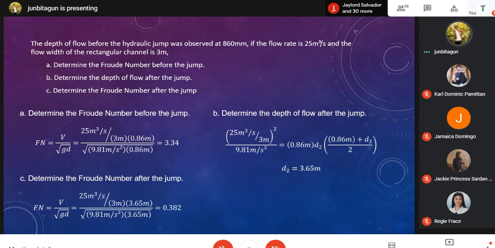We have Q, so we can get the velocity by dividing Q by the area. That is what I did for V here in letter A: 25 cubic meters per second divided by the area of the rectangular channel before the hydraulic jump. It is rectangular, the width B is 3 meters, and the depth at the start, depth 1, is 0.86 meters. Divided by the square root of the gravitational acceleration times the depth at the start. We get a Froude number of 3.34, which tells us that at the start, before the hydraulic jump occurs, the flow is supercritical.